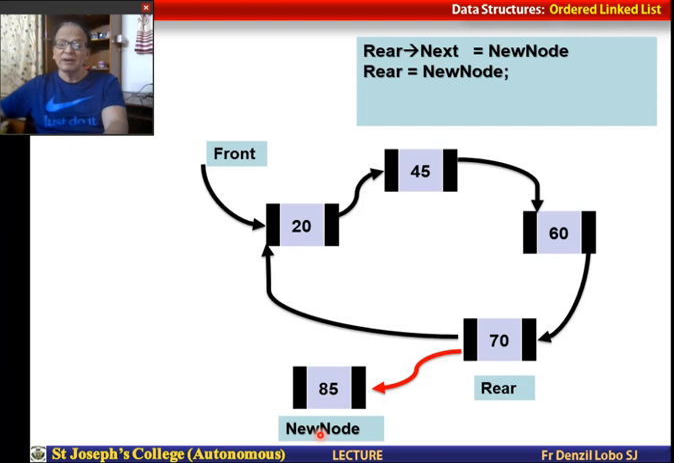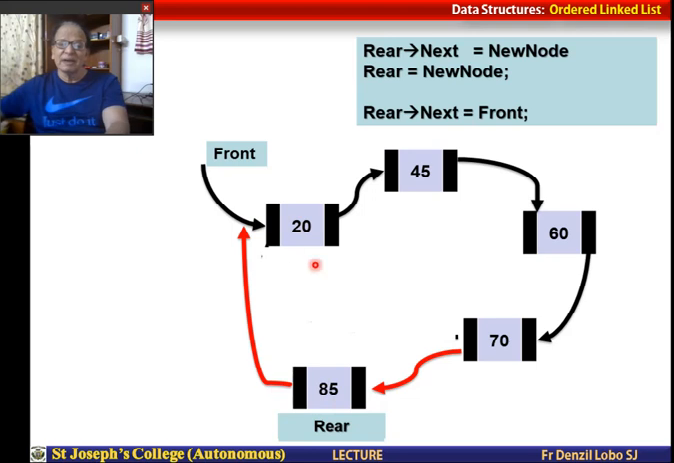Now this is the rear at the moment, so we have to make the new node the rear. When you say rear is equal to new node, this becomes the rear. Earlier this was the rear, now this becomes the rear. Now you have to link rear with the front. Therefore, rear next is equal to front. In other words, you put the address of front in rear next. This link is severed now. Now rear next points to the front. This way we have inserted the new node at the end, and at the same time we have linked it to the front. So this becomes my circular list.